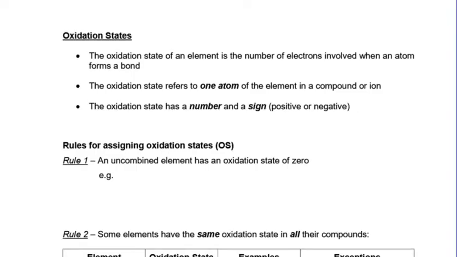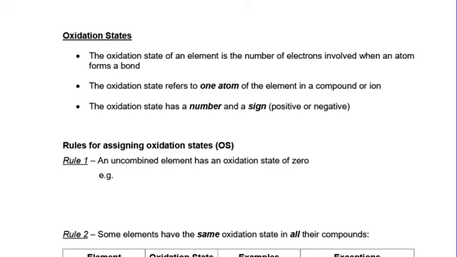Well, an oxidation state is the number of electrons involved when an atom forms a bond. So when sodium forms an ionic bond, it gives away one electron to become a sodium 1+ ion. Its oxidation state would reflect that, it would be +1. In water, the oxygen is forming bonds with the hydrogens, using 2 electrons to form bonds to the hydrogen atoms. Its oxidation state takes account of that, and its oxidation state is -2, and that's for reasons of something called polarity.